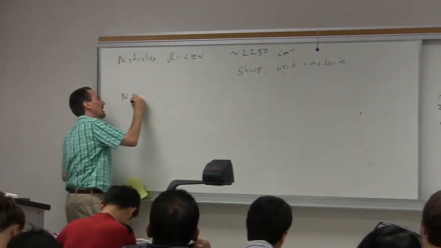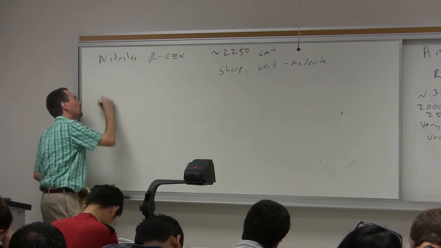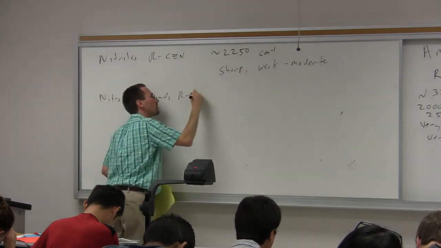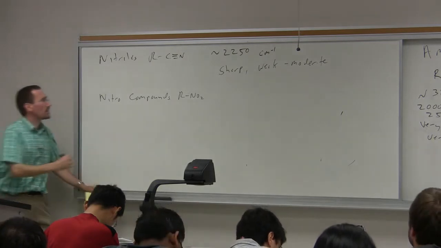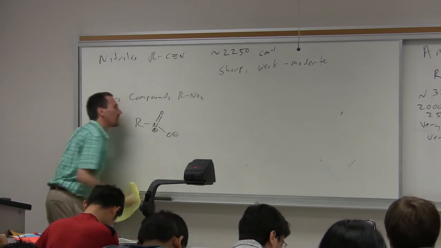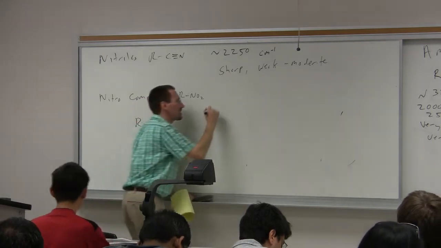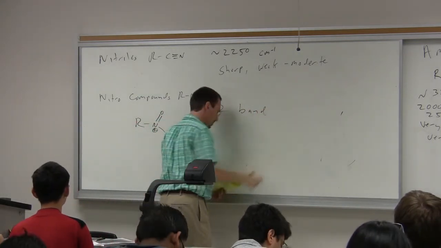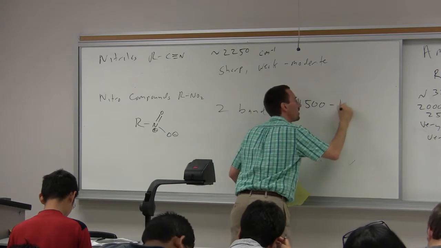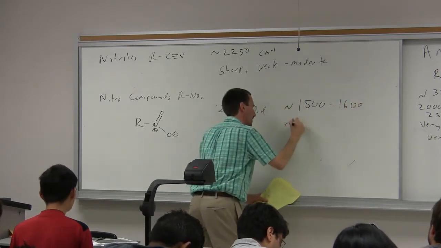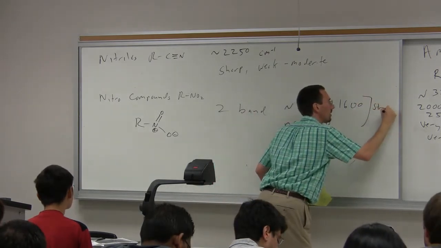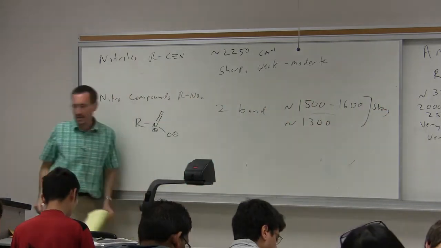Let's take another class of compounds. We'll take nitro compounds. So RNO2, or aromatic nitro compounds. So I'll just draw the nitro group. So we typically see two bands associated with the nitro compound, associated with the NO stretch, about 1,500 to 1,600 and about 1,300. They tend to be strong. The one at 1,500 to 1,600 tends to be a little stronger.